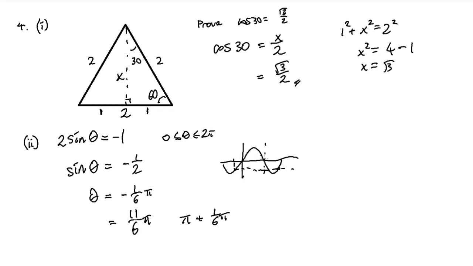And because we know that this point is pi, we add a 6 to get this particular angle unit. And so that would be 7 over 6 pi, and that would be the 2 angles that they're looking for.